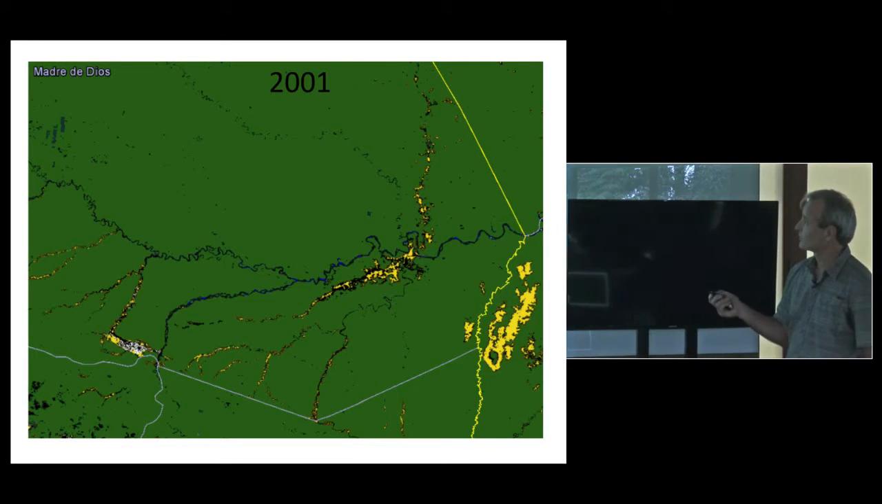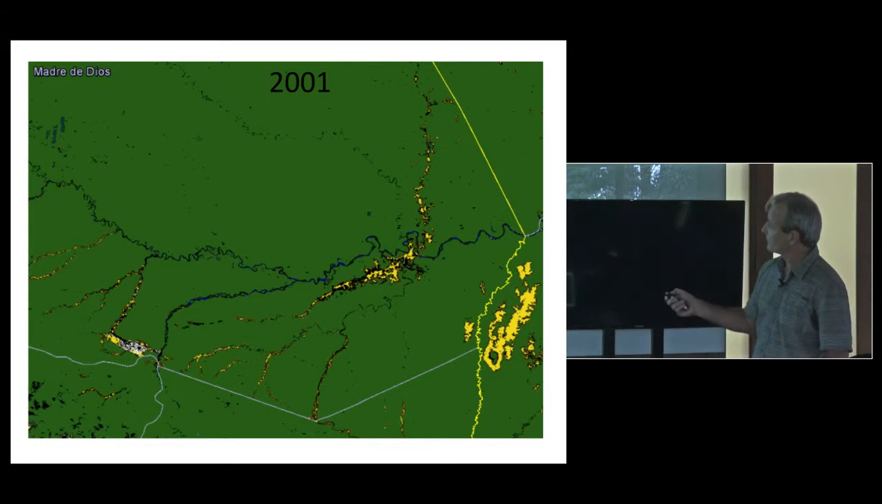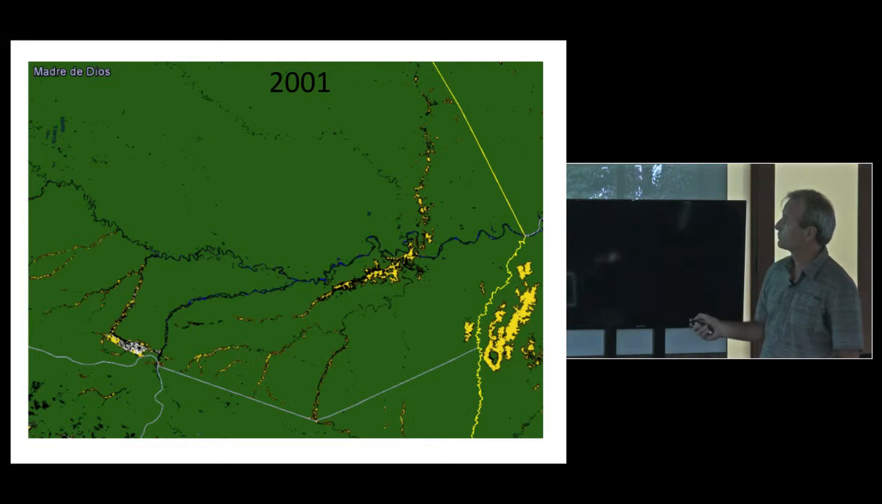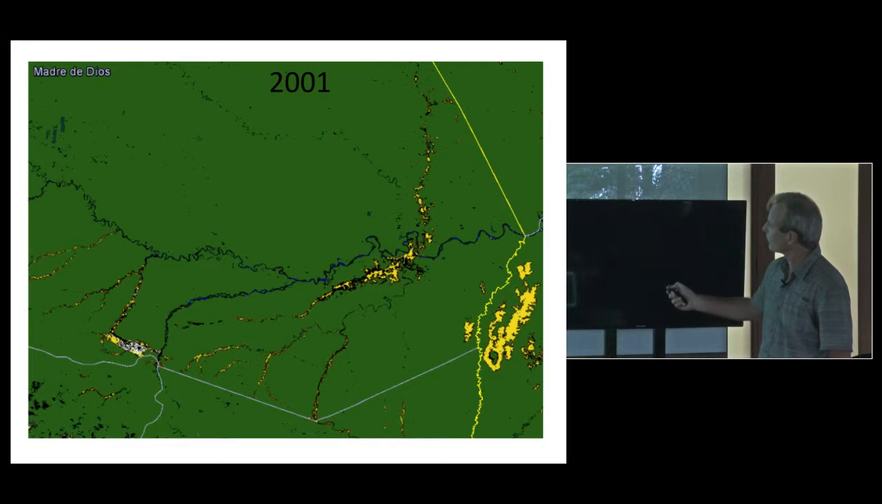In this case, I'm showing you a map that we just made for all years from 2001 through 2002. This is the Madre de Dios department in Peru. Here is the border with Bolivia. Here is the Transoceanica Highway, and the city of Puerto Maldonado would be here.